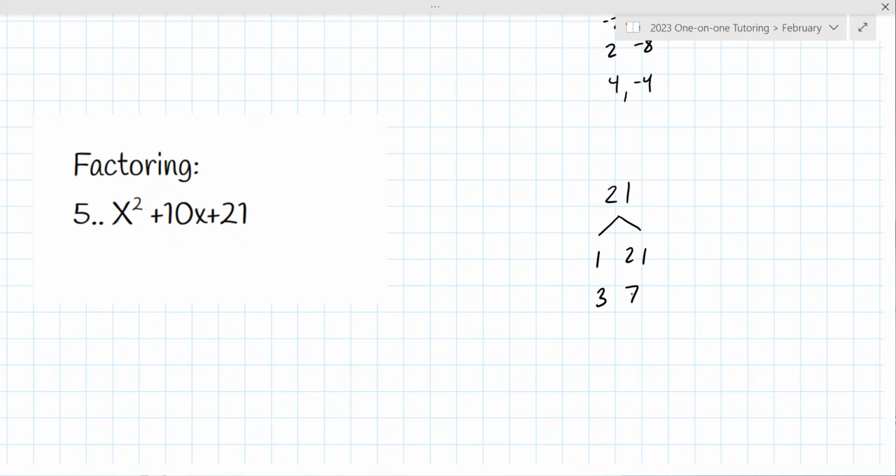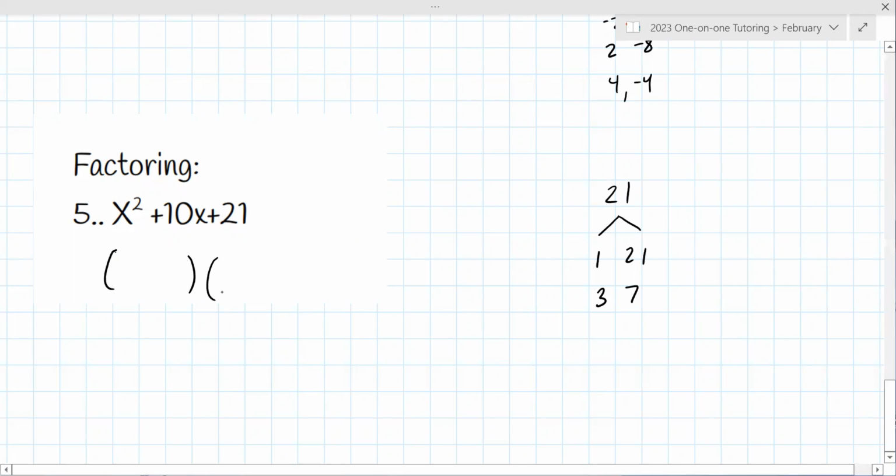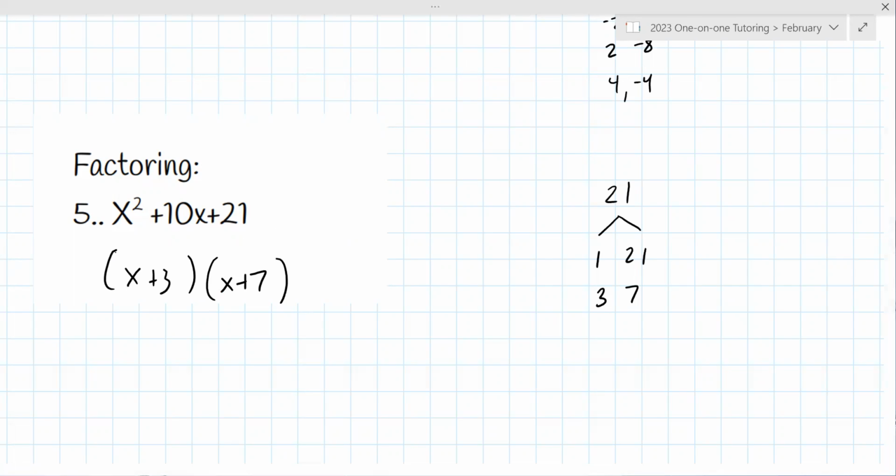Right. Confusing. Right. So yeah, it's 3 and 7. Okay. So what goes in parentheses? X plus 3, x plus 7. Good. Very good. All right.